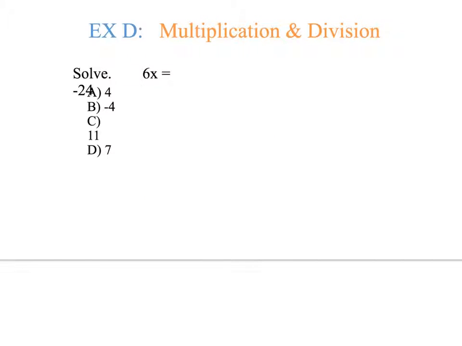Now it's your turn. So for example D, I'd like for you to solve on your paper and write down your answer. When you're ready, you can unpause the recording and I will show you your steps. Sorry, this got kind of wacky here. So here's your original problem. 6x equals negative 24. So go ahead and pause, and when you're ready, you can resume the recording.